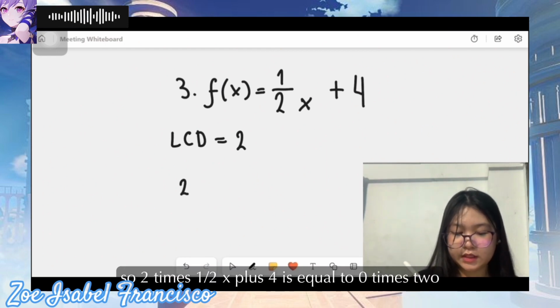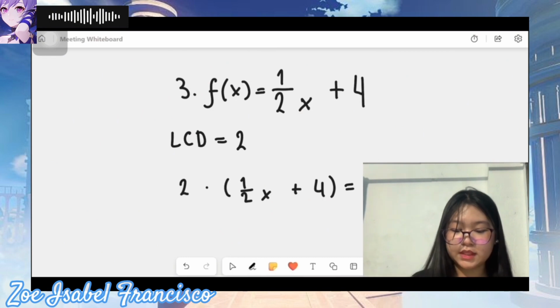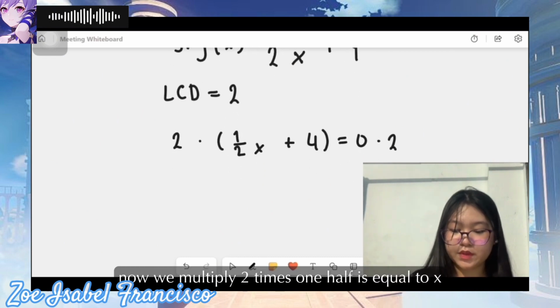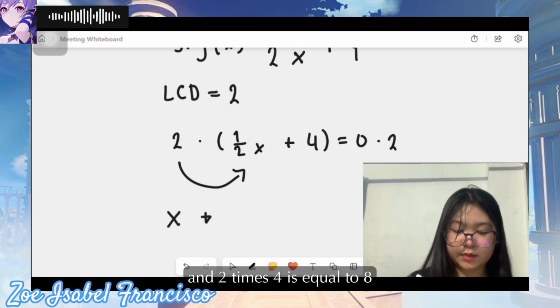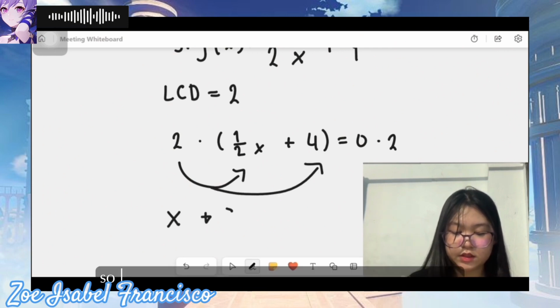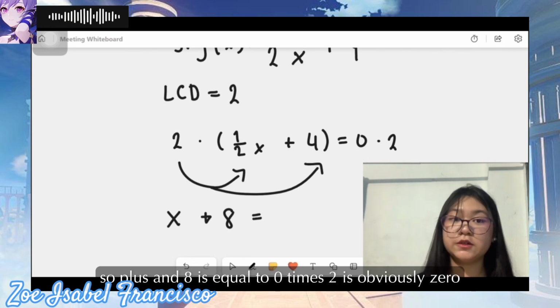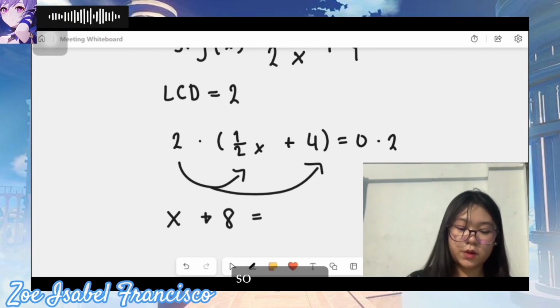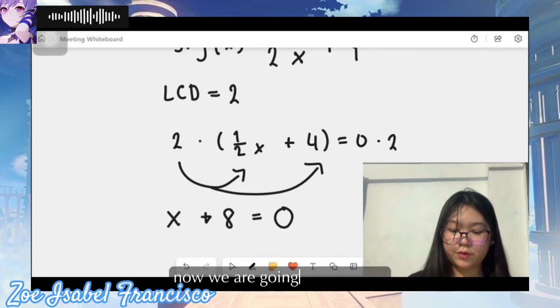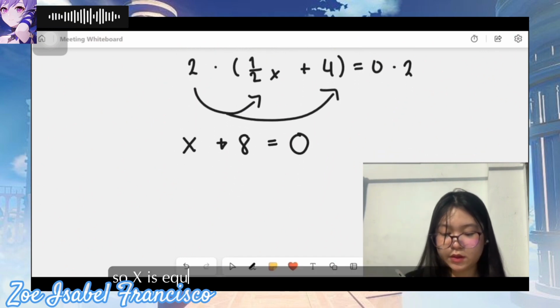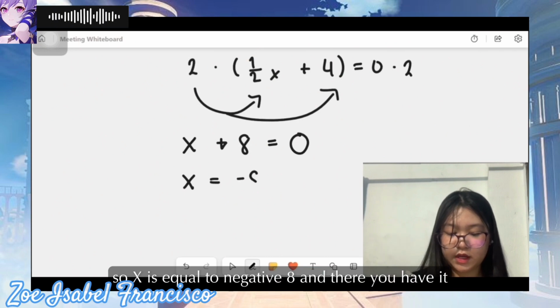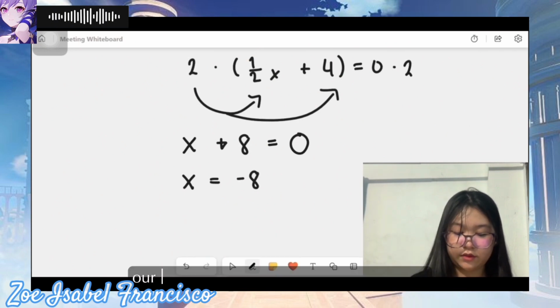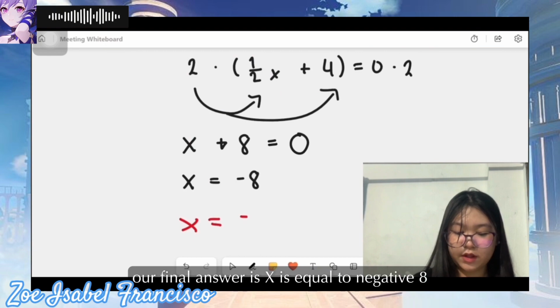So 2 times 1/2 x plus 4 is equal to 0 times 2. Now, we multiply. 2 times 1/2 x is equal to x, and 2 times 4 is equal to 8. So x plus 8 is equal to 0 times 2, which is obviously 0, so let's put 0. Now we are going to transpose. So x is equal to negative 8, and there you have it. Our final answer is x is equal to negative 8.